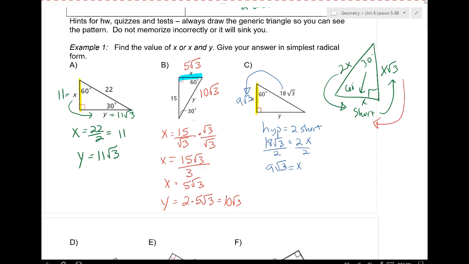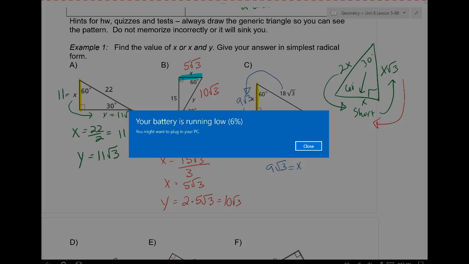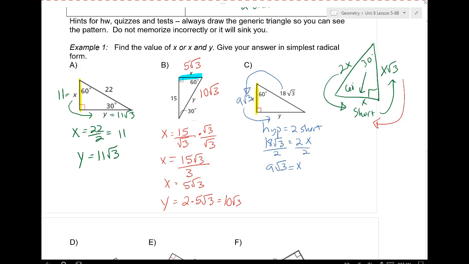Yes. All right, talk to me now. I have the short leg. I need to get to the long leg. Do I multiply or divide? Multiply. What do I multiply by? What do we do? Yep, multiply by the square root of 3. Awesome. All right, so let's multiply by the square root of 3.